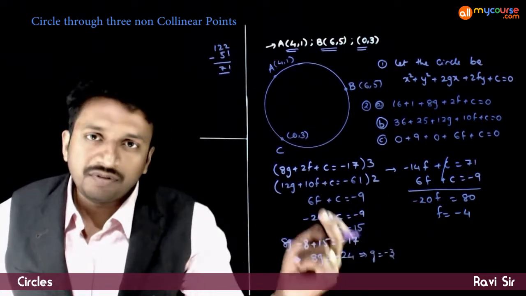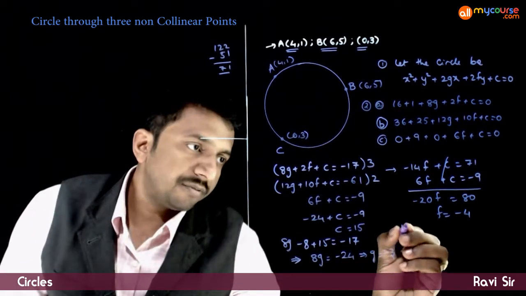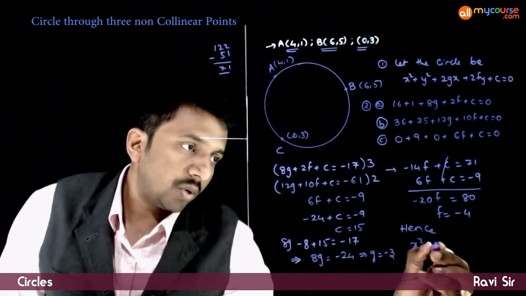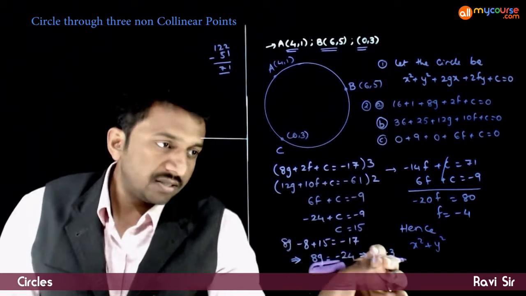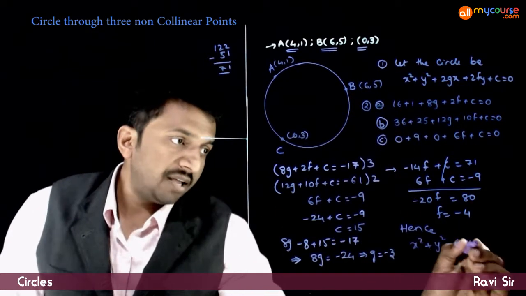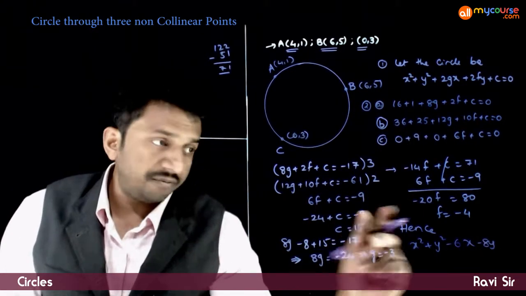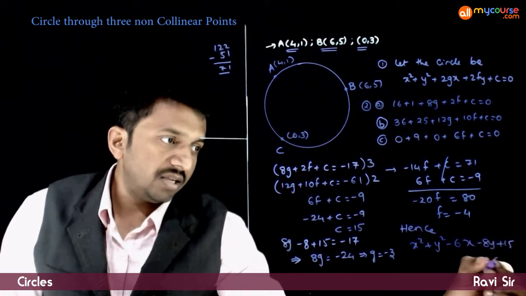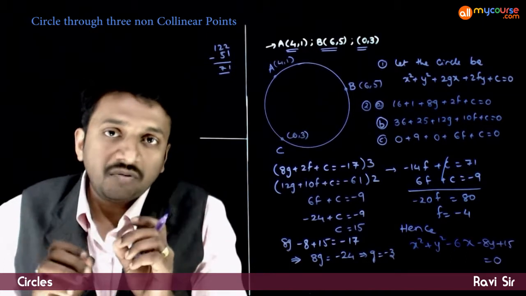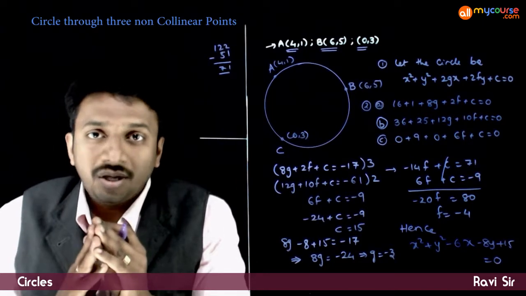So you got the value of g, you got the value of f, you got the value of c. Hence, the equation of the circle is x square plus y square plus 2gx. g is minus 3, so you get minus 6x plus 2fy, minus 8y plus c. c is 15, so plus 15 is equal to 0. So this is how you find the equation of a circle passing through three non-collinear points.